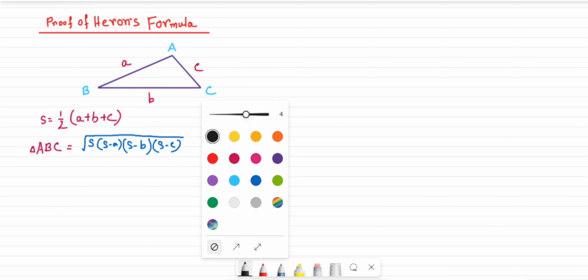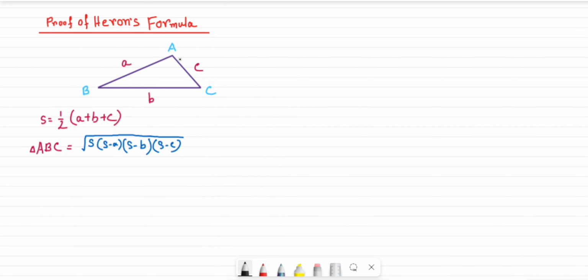Suppose we are drawing a perpendicular from the point A to BC. So it will be like this one. Okay, so we are naming it as H and we are naming this point as D. Now let us assume the length of this BD is actually X. So what will be the length of this DC? It would be B minus X.